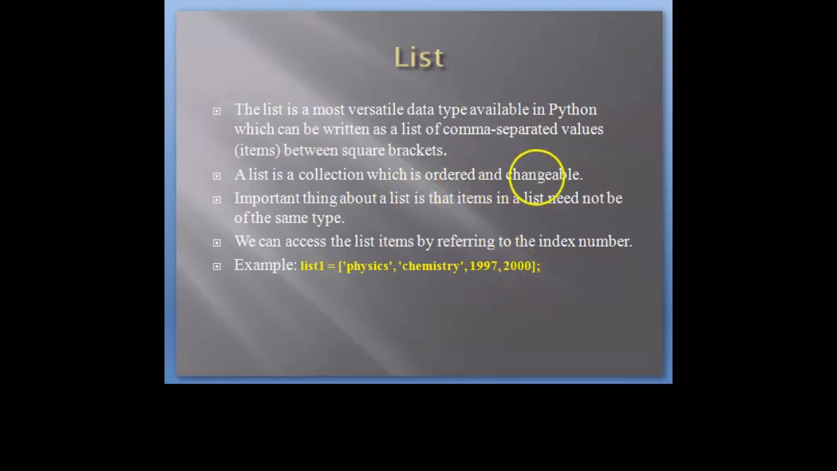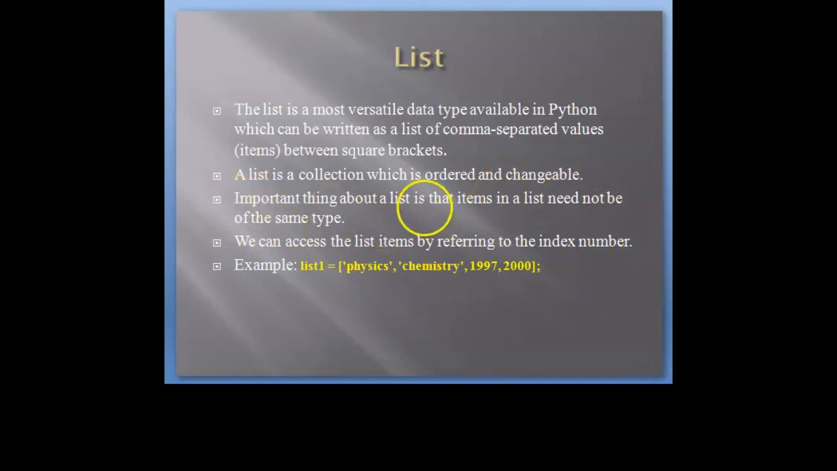It is ordered and changeable. We can change this. We can edit list 1 any way. We can remove physics, we can remove chemistry, we can add biology, we can add mathematics, we can add 2001 at any index wherever we want. If we want to move physics and add biology here, we can do that.